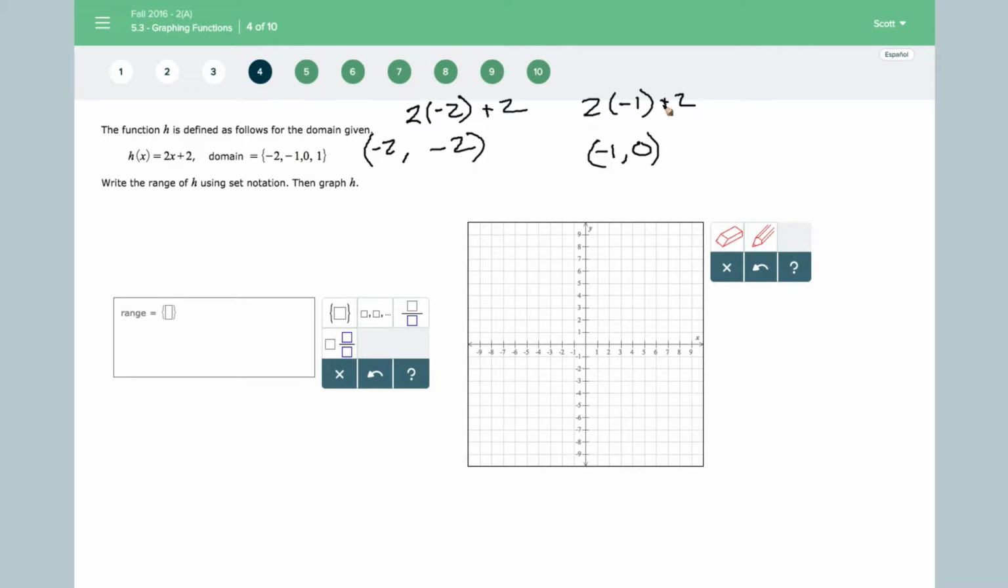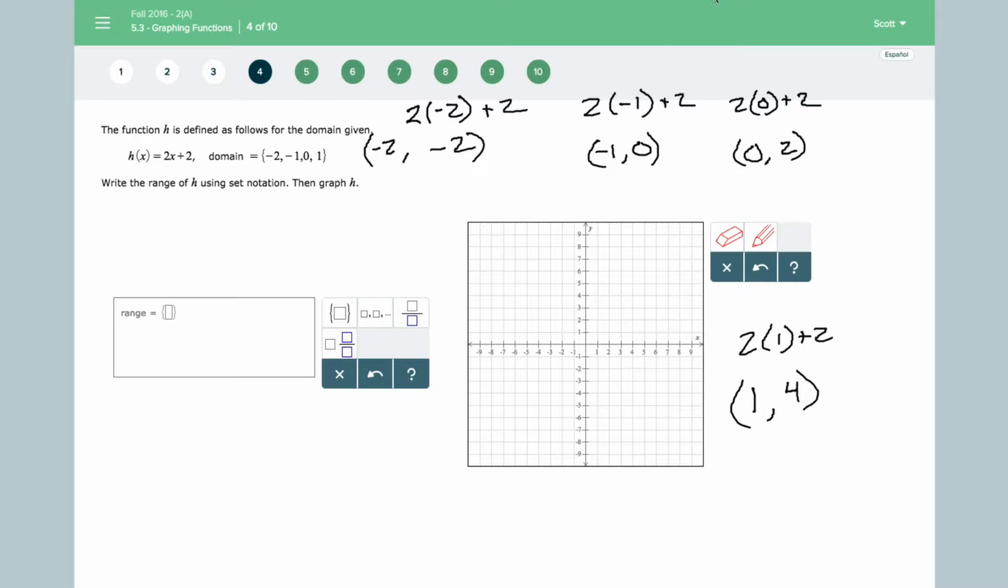Plug in a 0. 2 times 0 plus 2. That would be 0 plus 2 is 2. So 0, comma, 2. And 1. And I'll do that down here. 2 times 1 plus 2. 2 times 1 is 2. 2 plus 2 is 4. So when I plug in a 1 for x, I get 4 for y.